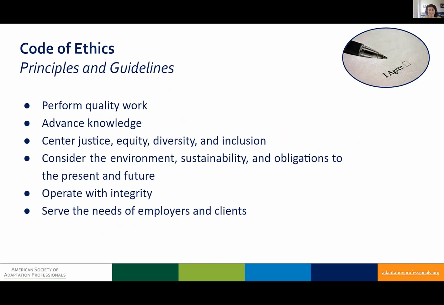And then we have principles and guidelines, and these articulate how ASAP members are expected to act as professionals in the field. They fall into the categories that you can see here on the slide, things like performing quality work, centering justice, equity, diversity, and inclusion, operating with integrity, and serving the needs of employers and clients. We're going to move on here, but you can also access the Code of Ethics via the link to the resource suite that Kyla sent.